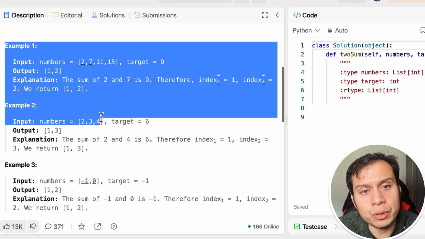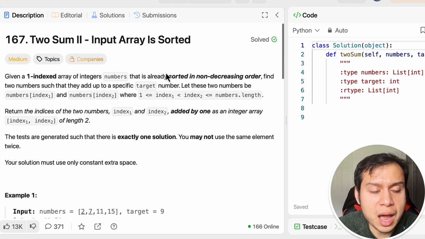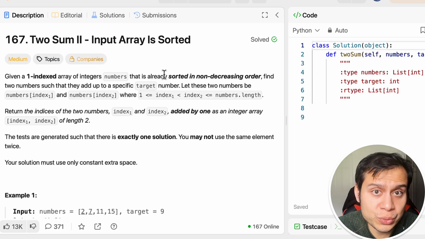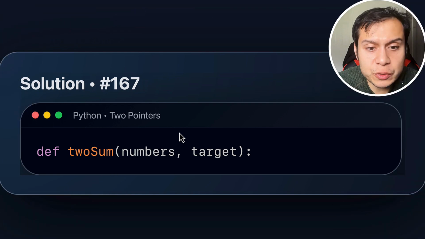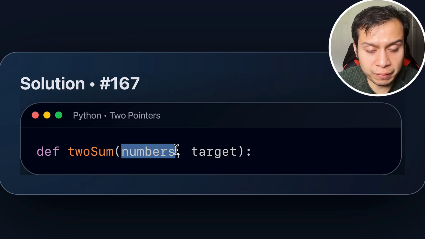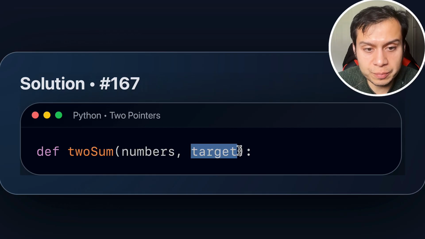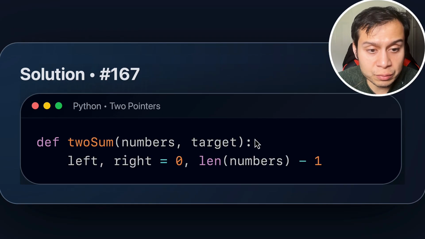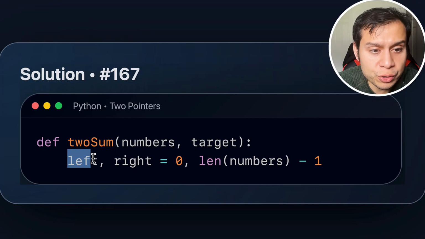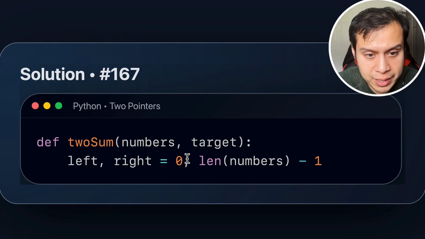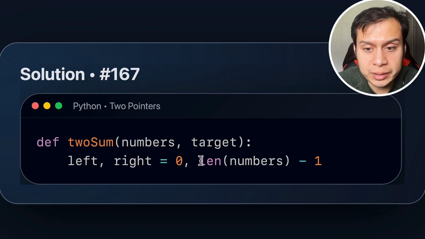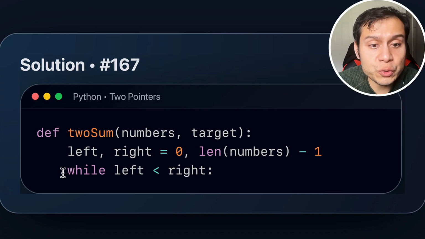So that's the example. How do we apply our two pointers method to this? Let's take a look at the solution. We will create the function, def twoSum, which is the name of the function, and then the numbers, the list of numbers we are given, and the target. First of all, we're going to initialize our left pointer and right pointer. Our left pointer is going to be 0 because it's 0-indexed, and our right pointer is the last index, so the length of numbers minus 1.